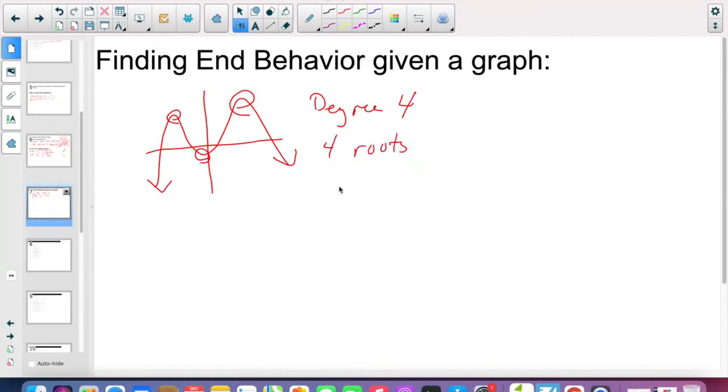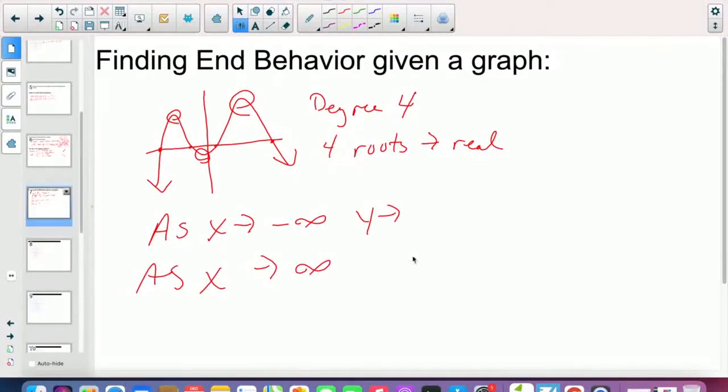All right, let's talk about the type of roots that has. Well, it crosses the x-axis visibly there, right here, and right here. So to me, it looks like that's going to cross the x-axis at 4 distinct points. So those 4 roots are going to be real roots. No imaginary roots in that. Let's talk about the end behavior. Well, looking at the left, and remember, we start end behavior the same way. As x approaches negative infinity, y approaches something. And as x approaches infinity, y approaches something. And we have to figure out what those two somethings are.